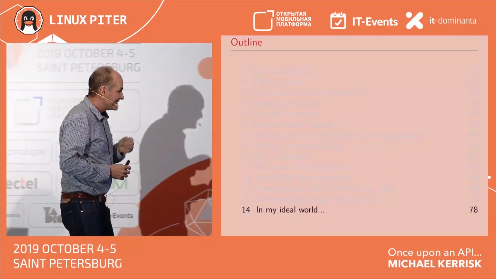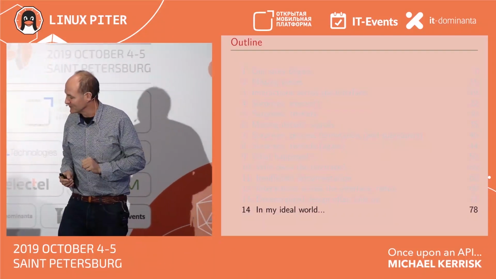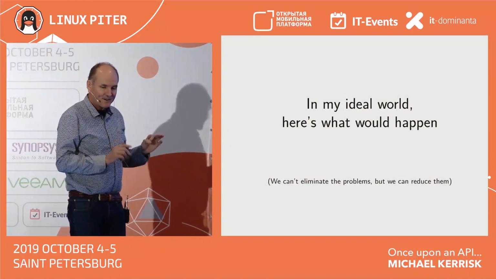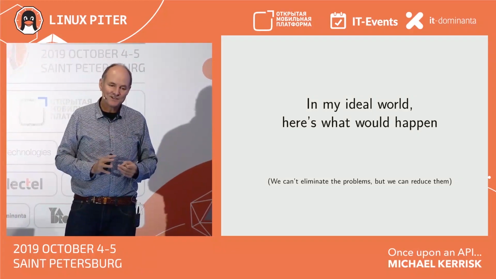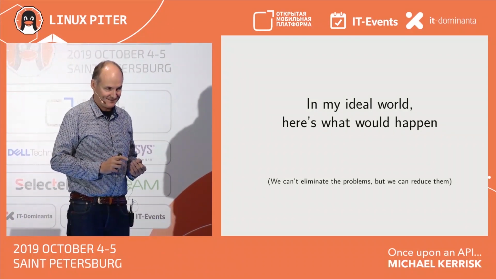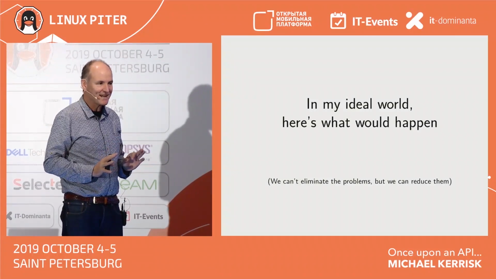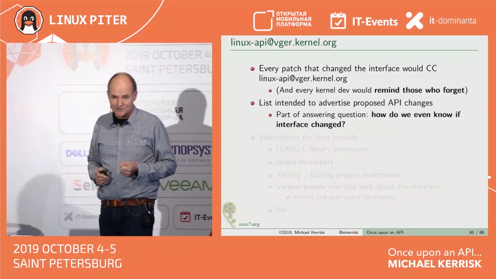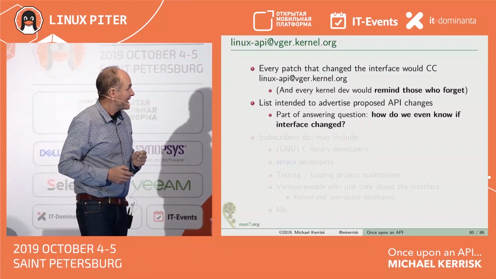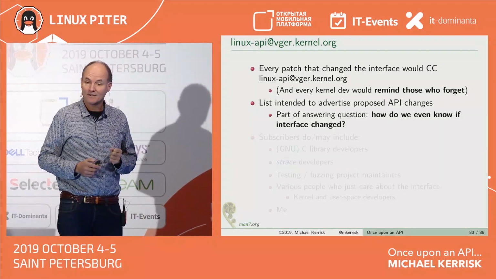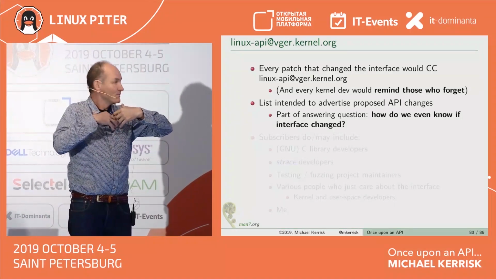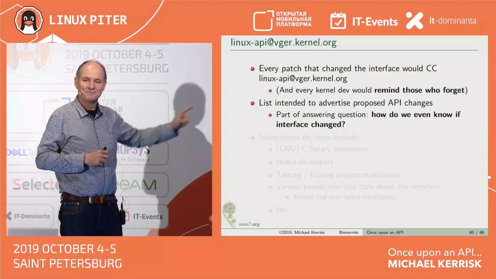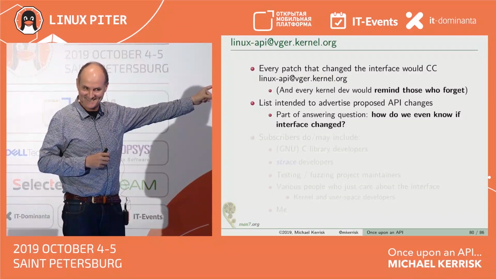Okay, so here's how things would look in my ideal world. Okay, we're good for time. And when I say my ideal world, we can't achieve perfection, but we could do things better. Let's try and reduce the problems. We can't get rid of them all, but we can reduce them. So, first of all, every patch that changed the interface would CC a mailing list called linux-api, and every kernel developer, who's a kernel developer in this room? Yeah, would remind everyone else who forgot to do that.